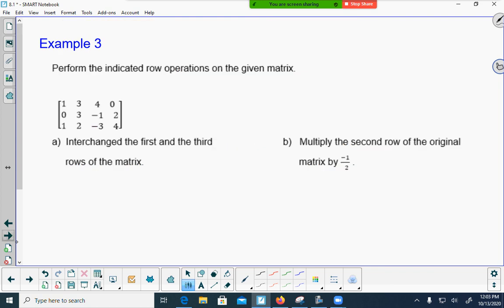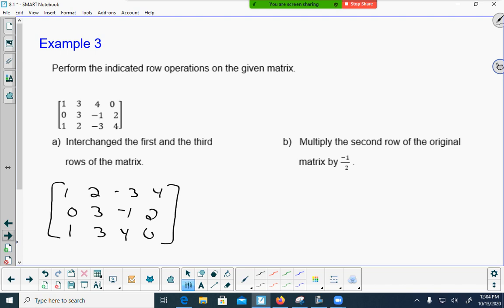So let's try and do some ourselves. On the first one, I want you to interchange the first row and the third row of the matrix. Ryan, can you tell me what you got? Yep.